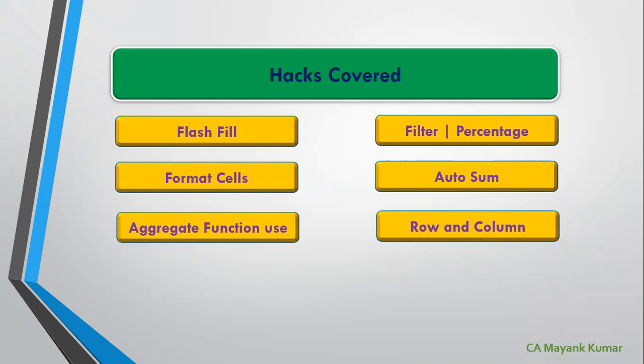The third one relates to aggregate functions, how we can use the aggregate function to provide an automated serial number. The fourth one relates to the filter and percentage. The fifth one relates to how we can get an auto sum function. And the sixth one relates to the rows and columns, how we can shift the rows and columns in the most effective way. Now let's come to the Excel sheet.